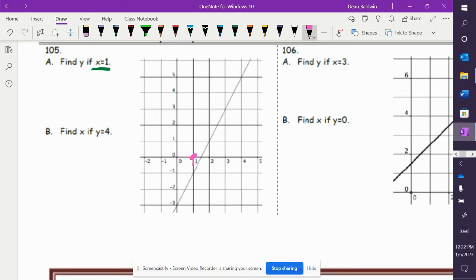You find where x is equal to 1 on the horizontal axis, the x-axis. Draw a line either up or down to wherever you hit the graph, and then you go across to figure out the y value, because I want to know what is the y value at this point. This is the point x is equal to 1. What's the y value? Negative 1. It's right there. So if x is equal to 1, y is equal to negative 1.